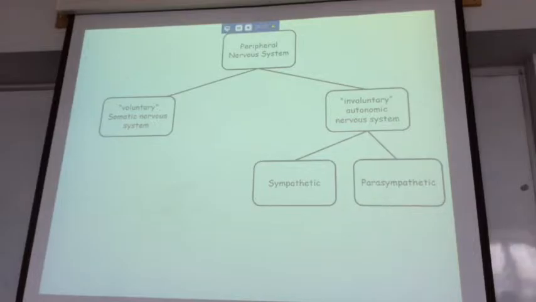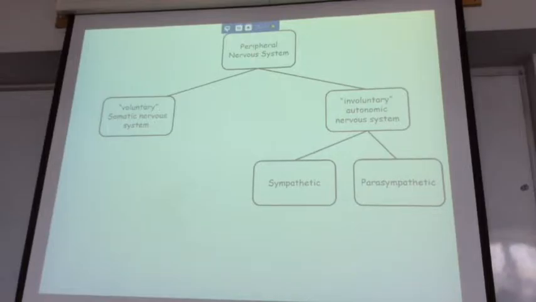Now, remember, with the voluntary system, it's not a good name, voluntary. Somatic is much better. But voluntary gives you a clue about what we're talking about. But quite often, they're not really voluntary, because all the muscles that are involved with me, about the only thing I can do this morning correctly, it seems, is stand up straight. And that's sort of involuntary, isn't it?